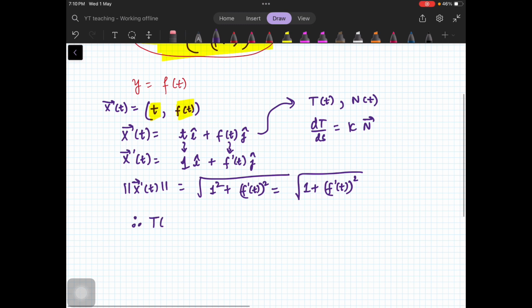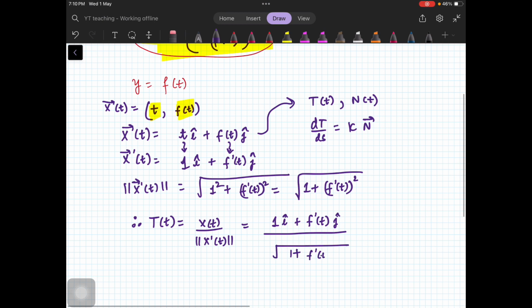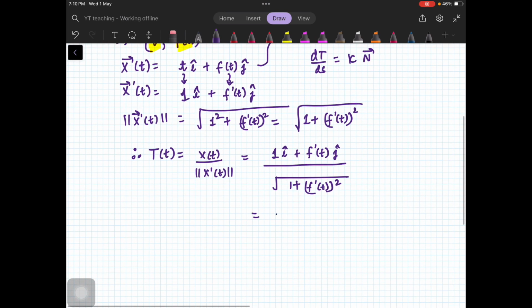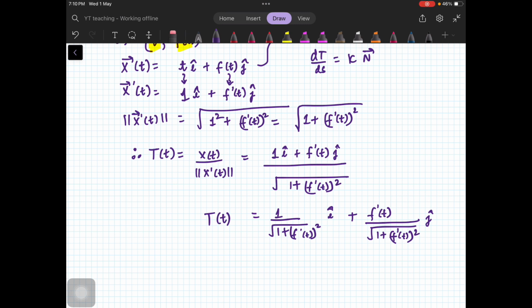Therefore, our unit tangent vector is going to be x prime of t divided by the modulus of x prime of t. So, that is going to be 1 i cap plus f prime t j cap divided by the square root of 1 plus f dash t whole squared, right. We can write it like this: 1 upon square root of 1 plus f dash t squared is my i component, and f dash t upon square root of 1 plus f dash t squared is my j component. So, this is my unit tangent vector.